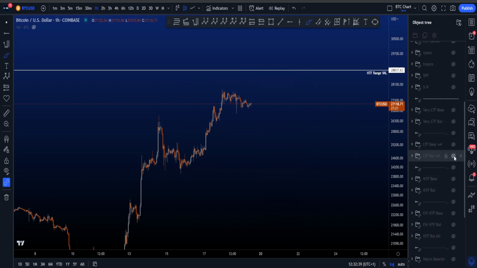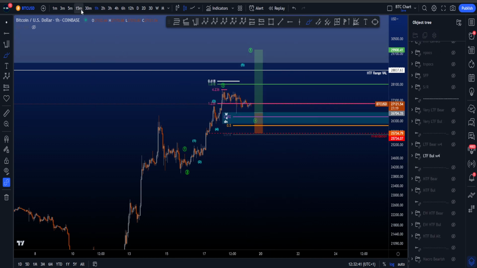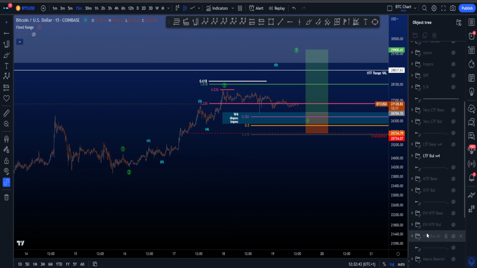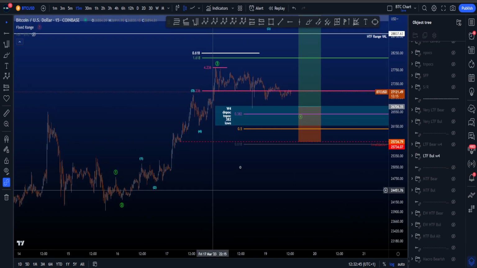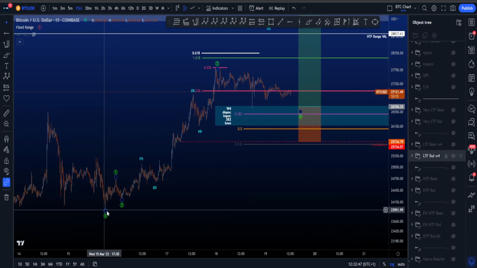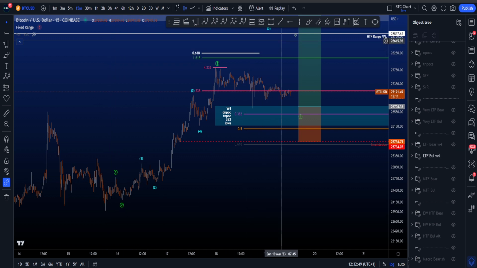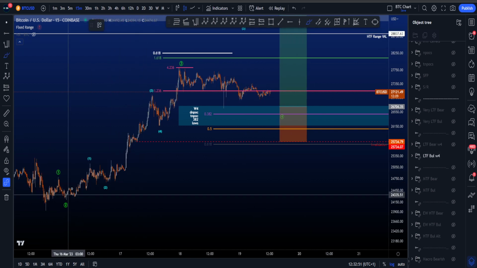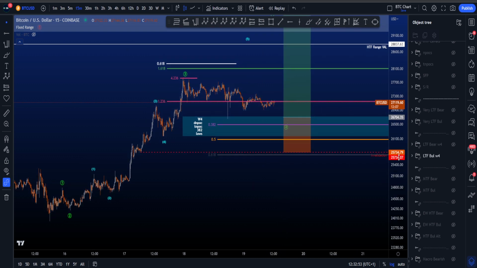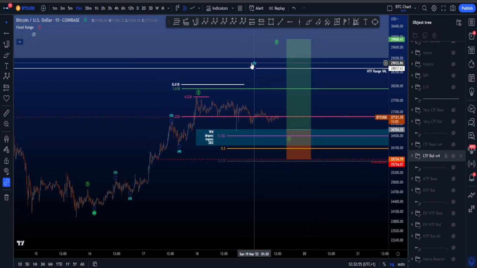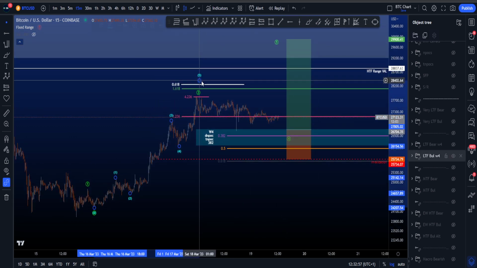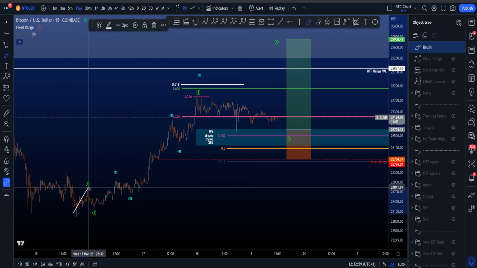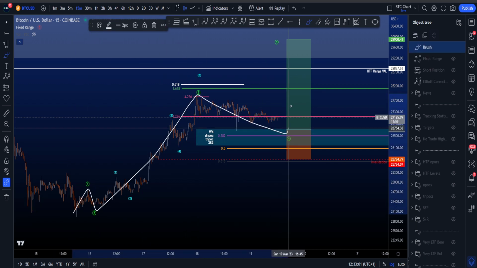Now, if we then go to the lower time frames, this is the bullish scenario on the lower time frame, and we're going to look at basically the last impulse that we had from the lows over here at 24k. So then we have the green and we have the blue count, as you can see. Currently the green count is a 1, 2, 3, 4, 5.